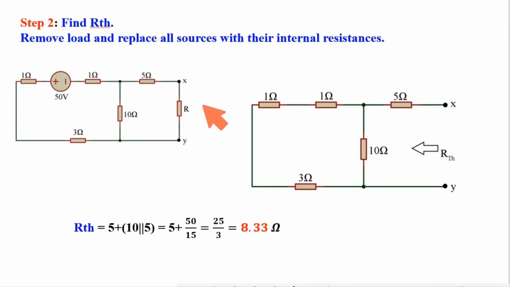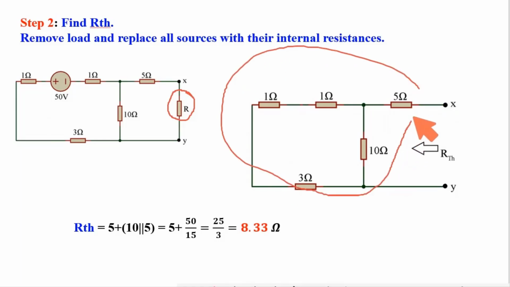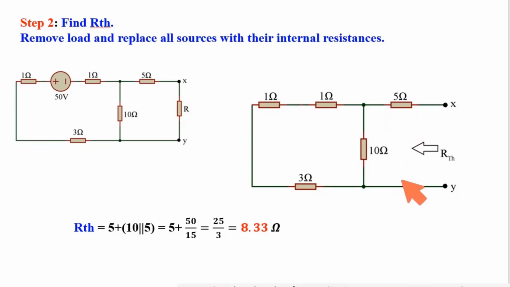Next I am calculating RTH. So removing this load and replacing the source with its internal resistance, as this is voltage source that is shorted. So this part is equivalent resistive network. Here up to this 3 plus 1 plus 1, that is 5, is in parallel with this 10, and equivalent of this is in series with 5.